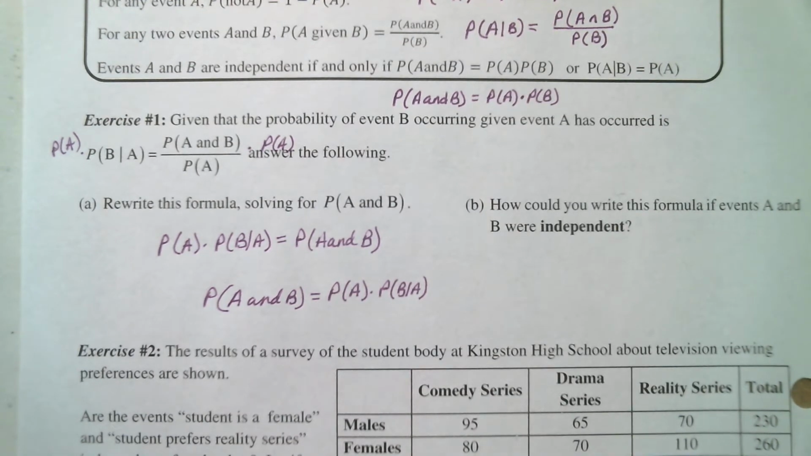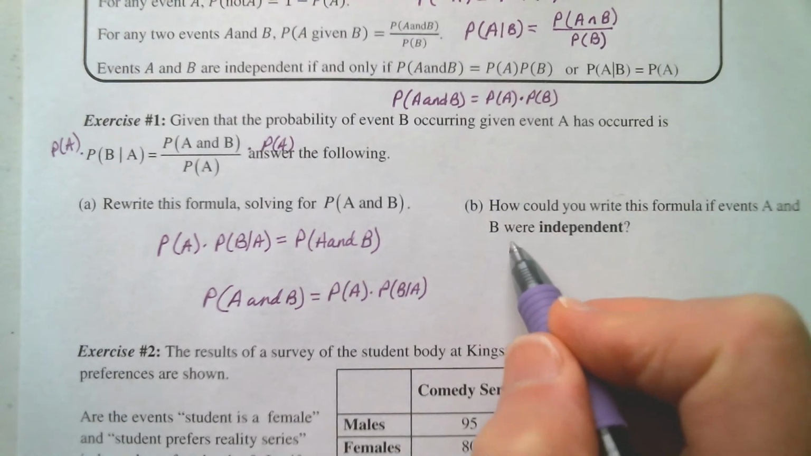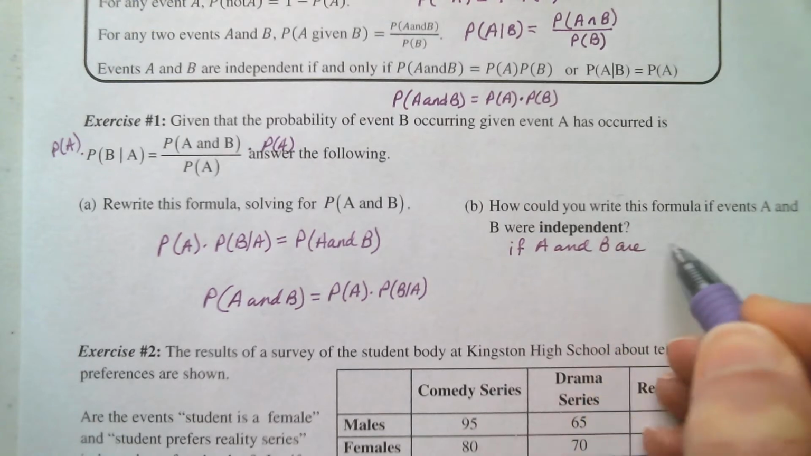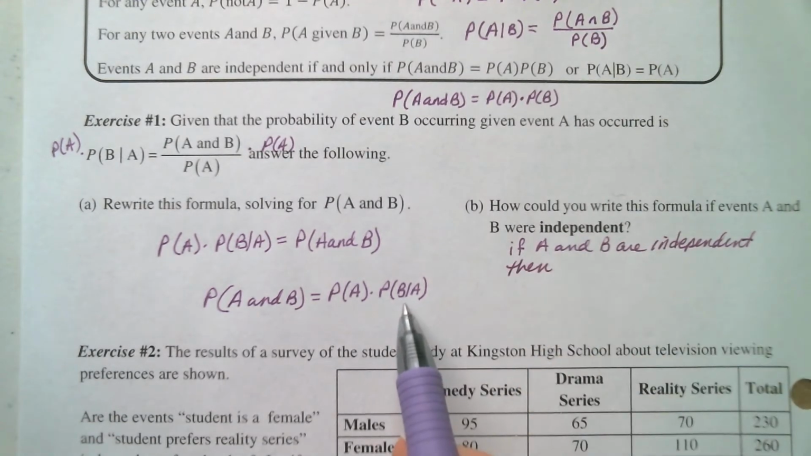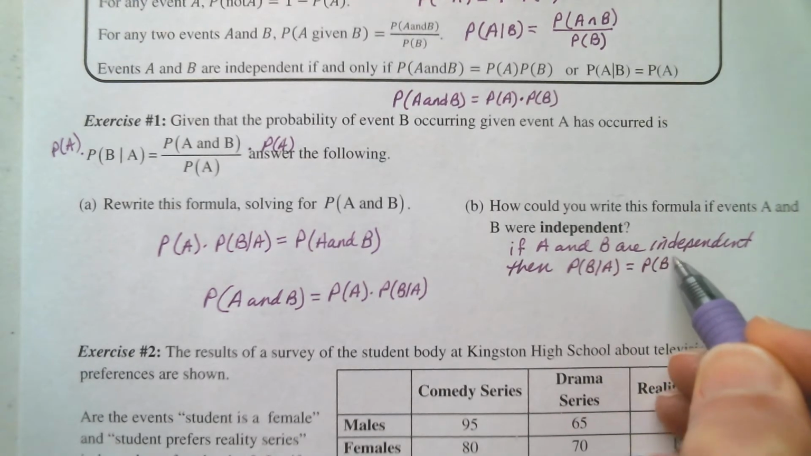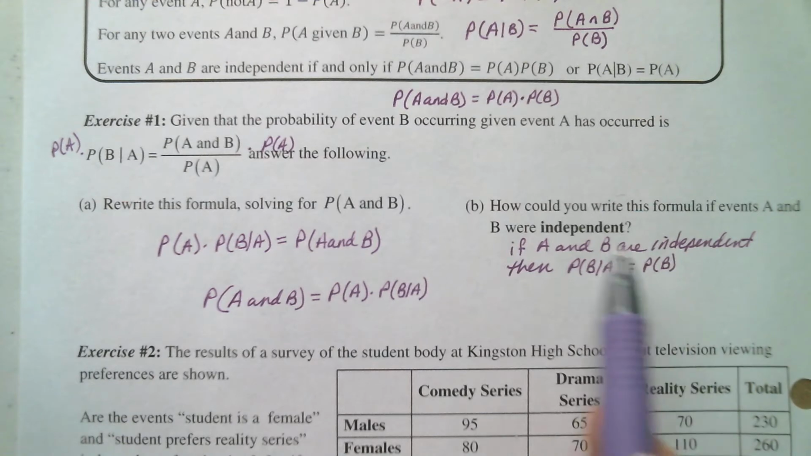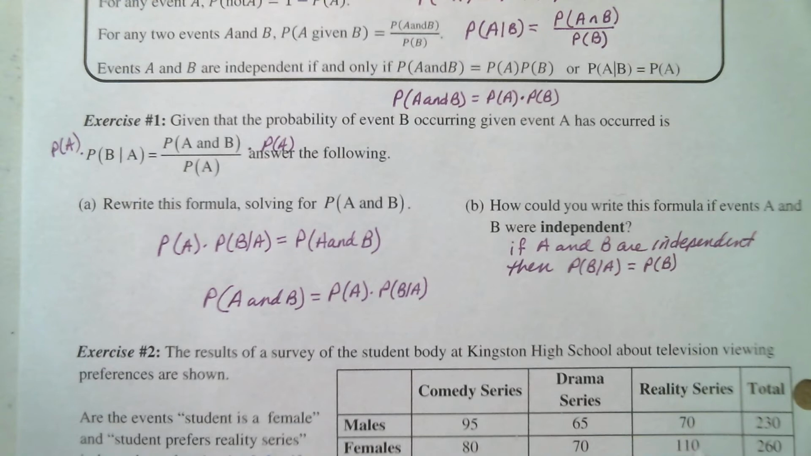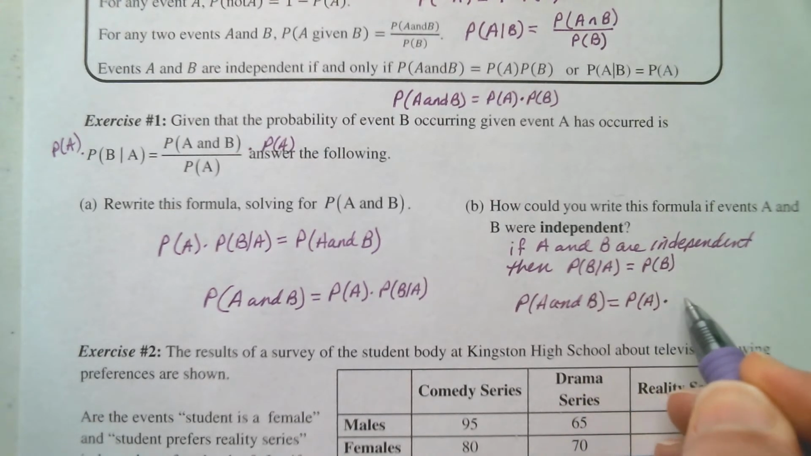How could we write this formula if events A and B are independent? Well, if A and B are independent, then the probability of B given A would equal the probability of B. So let's replace the probability of B given A here with what it's equal to, the probability of B. That's as long as events A and B are independent, which we are assuming they are. So the probability of A and B is equal to the probability of A times the probability of B.